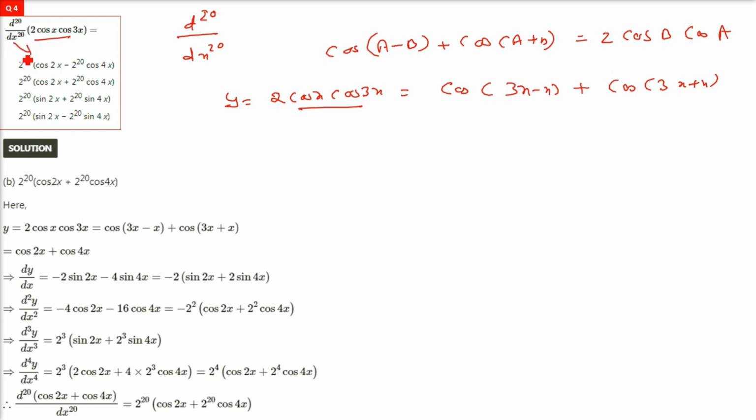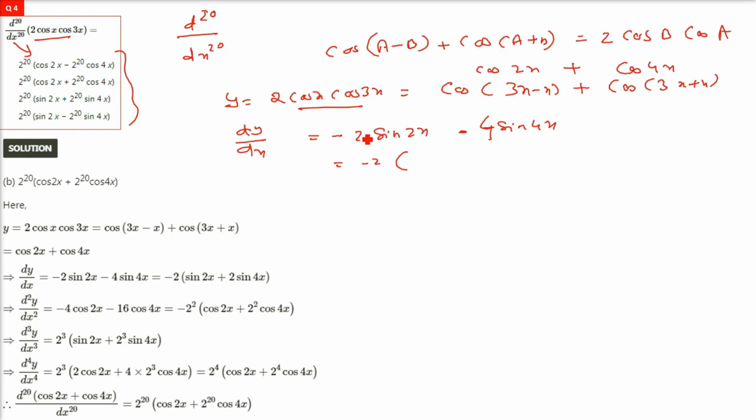So we will take it to 1, 2, 3 level, and then we'll try to find out a pattern, and according to that pattern, we can finally get the final solution, general solution you can say. So cos 3x minus x is cos 2x, cos 3x plus x is cos 4x. So we are differentiating it. Cos 2x is minus sin 2x, and differentiation of 2x is 2. Here also cos 4x is minus sin 4x, then you have a 4. So just taking minus here.